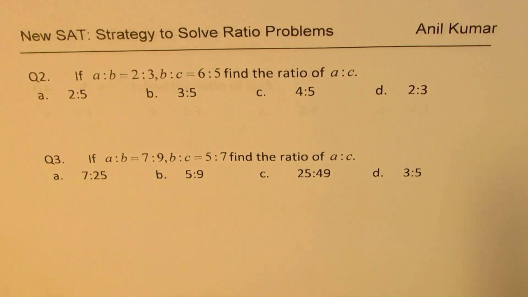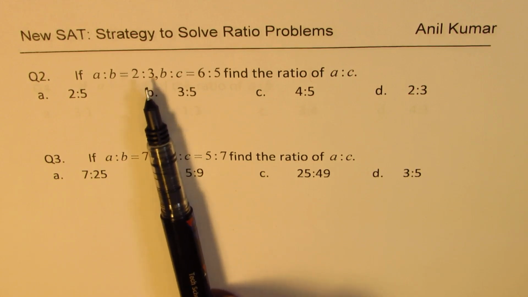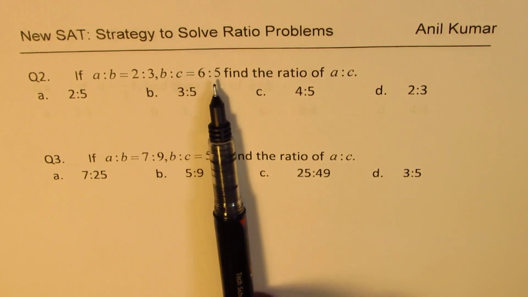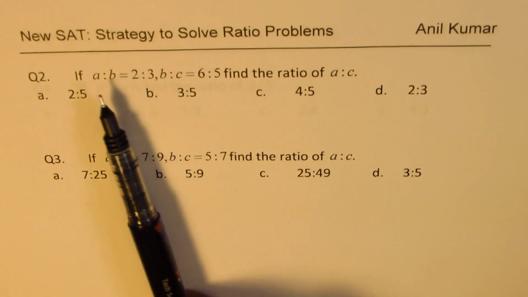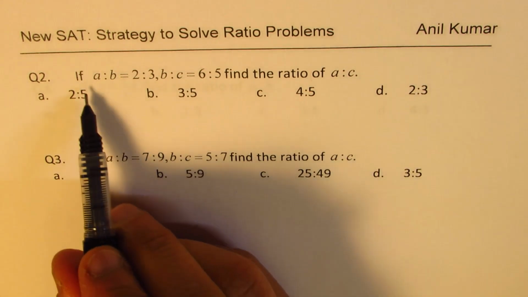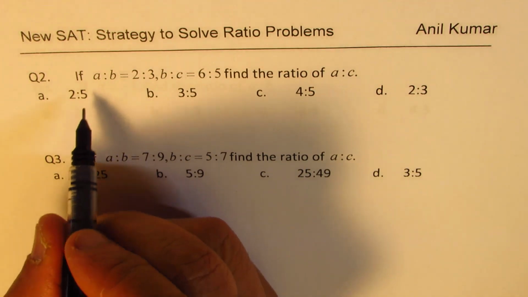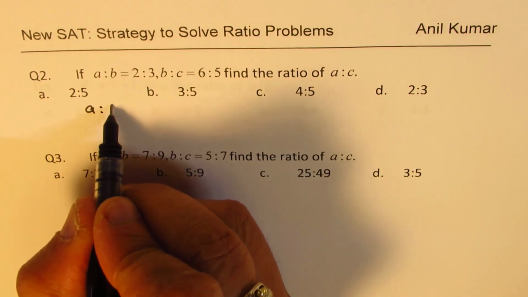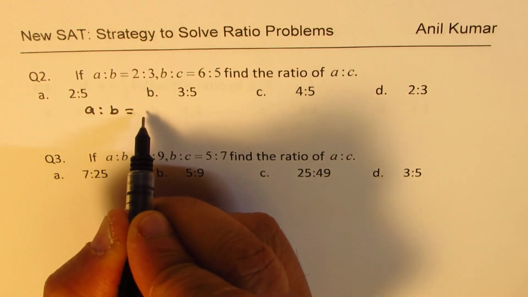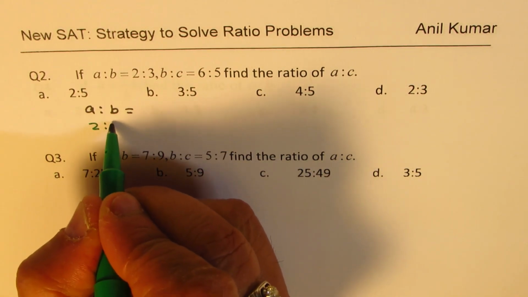Question number 2 here is, if A is to B is 2 is to 3, B is to C is 6 is to 5, find the ratio of A to C, right? Okay, how will you do this one? Now here we are not talking about just A and B, we have included C also. So we are saying A to B is, we'll write here 2 is to 3, right? So we'll write 2 is to 3.